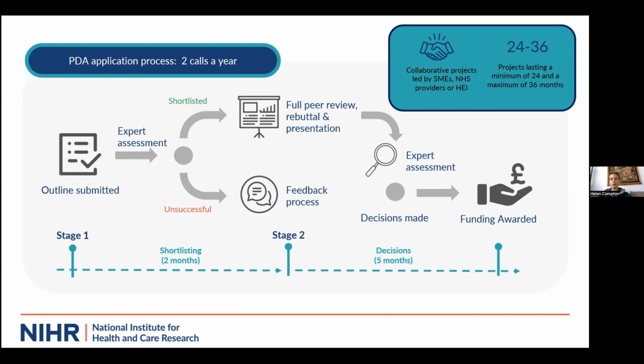It's a 2-stage process. If you're unsuccessful, you'll get some feedback at the first stage. And if you go on to the second stage, you have the opportunity for full peer review. The step up between stage 1 and stage 2 in the amount of information we request is very big. So by the time you get to stage 2, we're talking about full costings and needing to understand whether you need to have excess treatment costs included, etc.